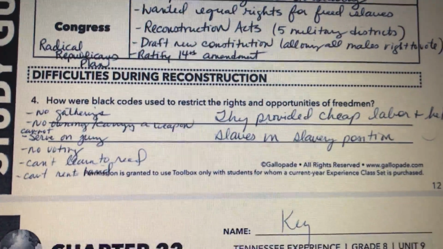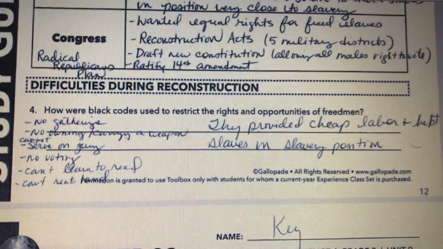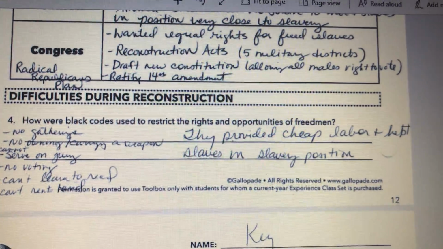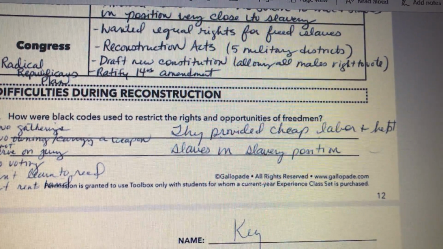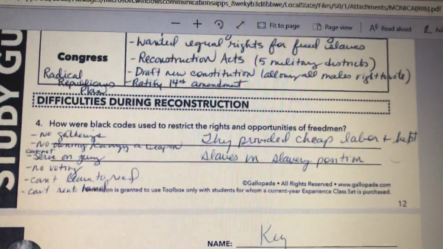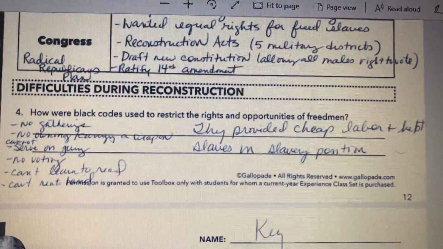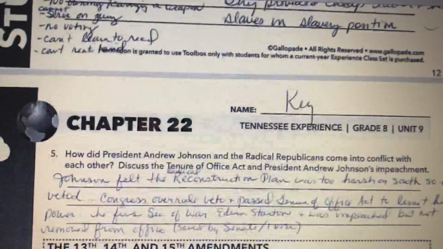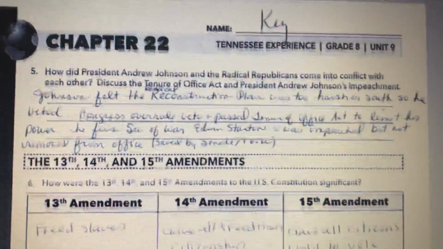They couldn't rent land. So basically, black codes were just another loop around in holding the slaves in their current position, holding them in that bondage. It continued to provide cheap labor for the cash crops, the plantation farmers, and keep slaves in their current position.